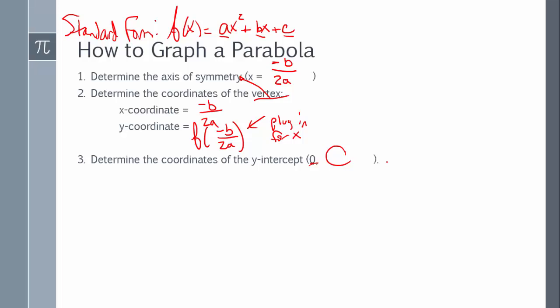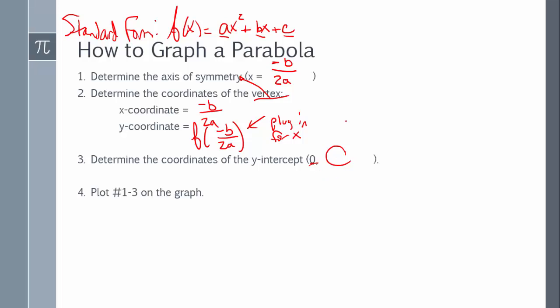Okay? Once we get these three things, we plot them all on our grid. We plot our line of symmetry up here. We plot the point that's the vertex. It'll be somewhere along this axis of symmetry, always by definition. And then we'll plot our y-intercept. So we have 2 points. If this were a line, that would be good enough. But we need one more point.